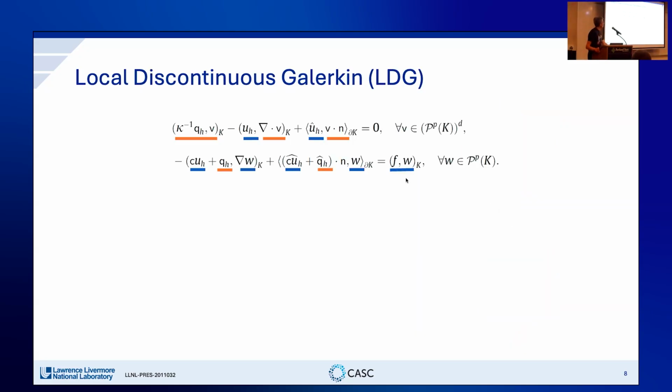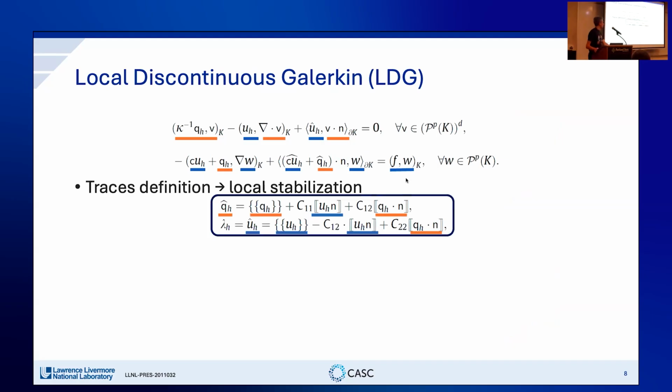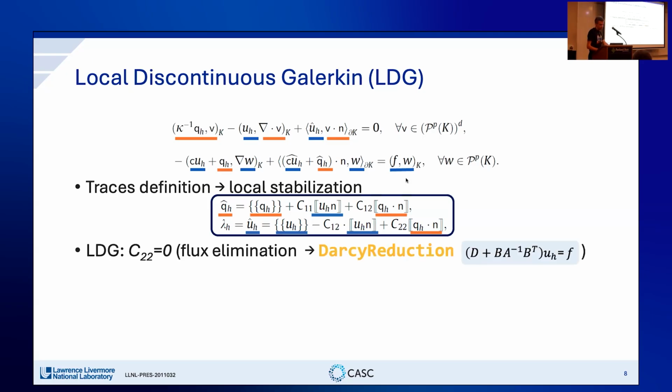With LDG, it's a little bit more involved. So here we have those phase terms, and we need to also specify the traces, which in turn determine the stabilization of the problem. So it's some combination of the average values and the jumps over the interfaces.